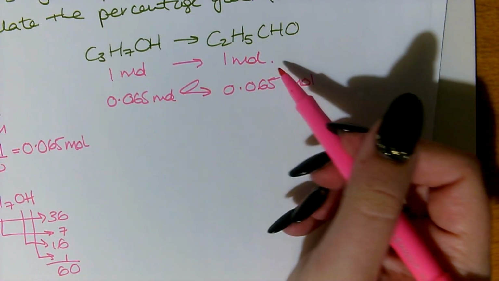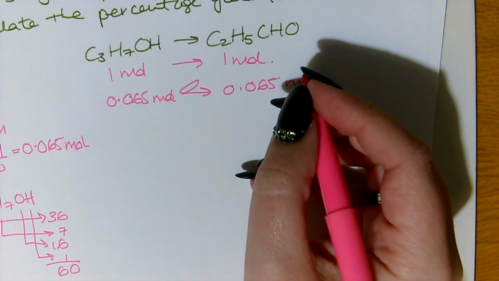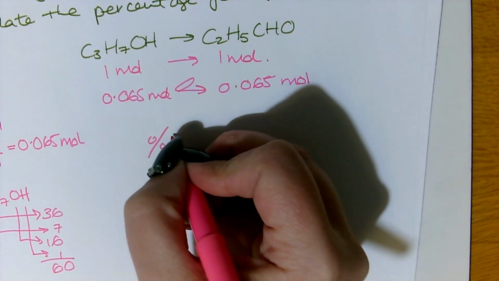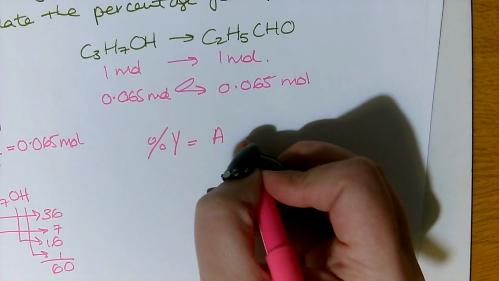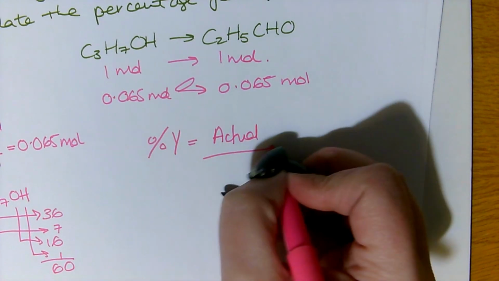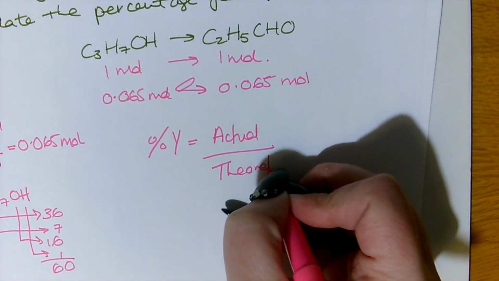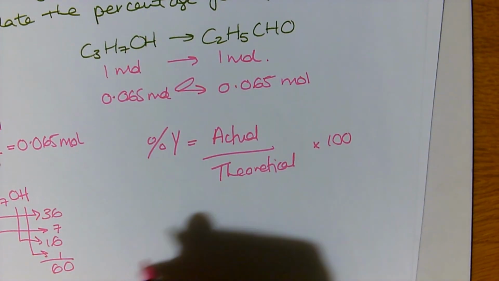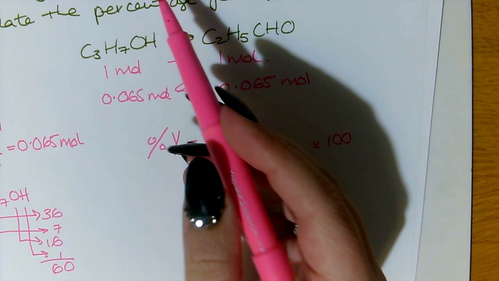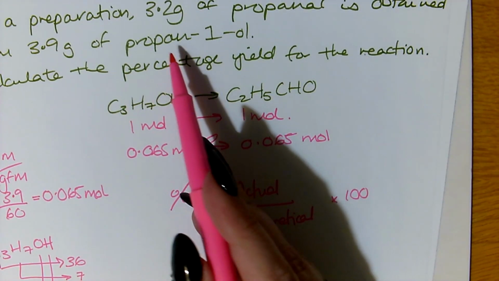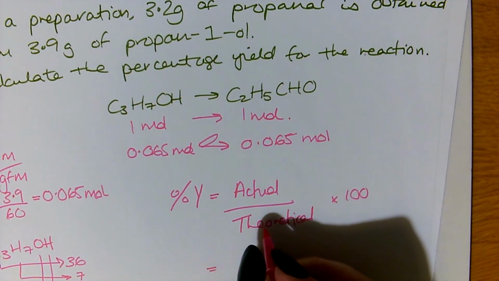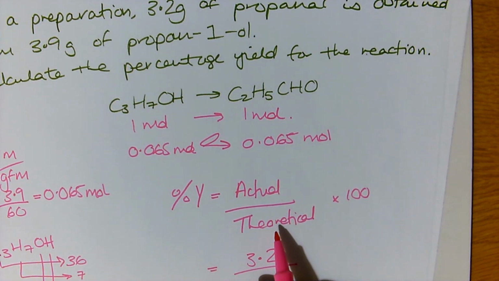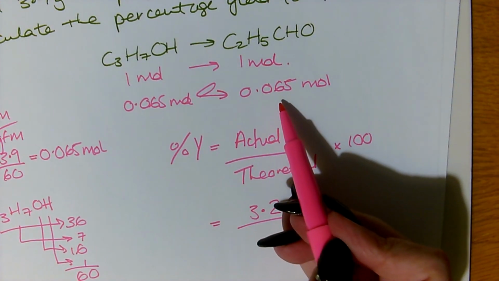Okay, now our percentage yield calculation requires two bits. We've got our actual yield over our theoretical yield times 100. Our actual yield comes from the question. It told us 3.2 grams of propanal was created. Okay, we need to work out what our theoretical yield would be. This is where you use this number of moles.